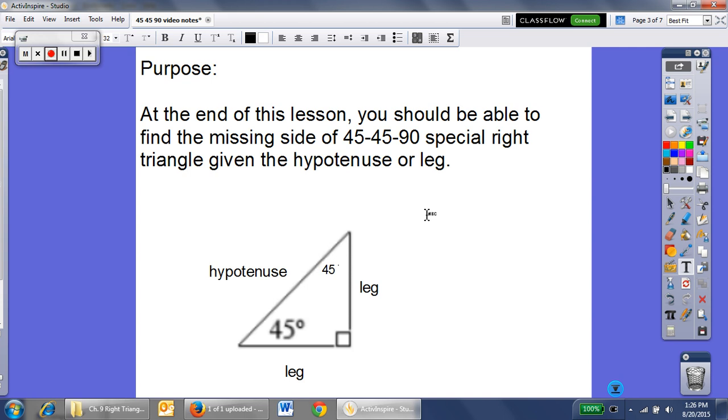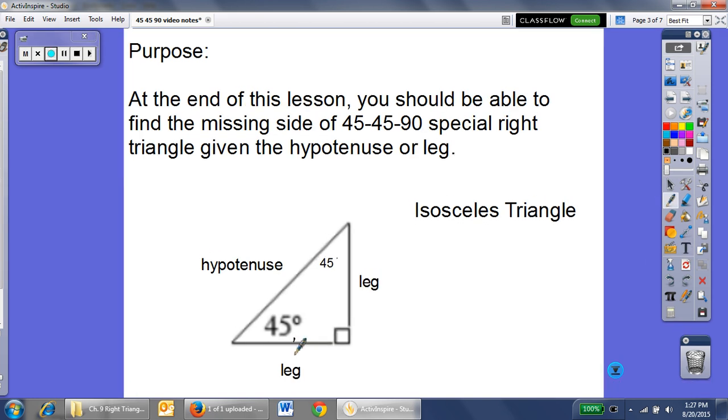So actually what we have here, and make sure you're writing this into your notes, is an isosceles triangle. This is really, really important because we know that for an isosceles triangle the legs are the same measurement. So we can put these tick marks here indicating that these two legs are the same. So let's see how that looks on an example.